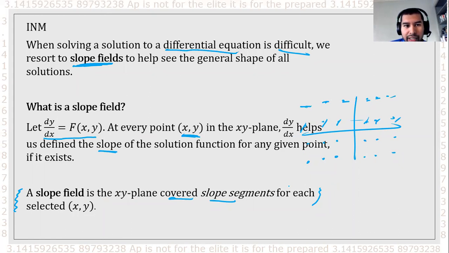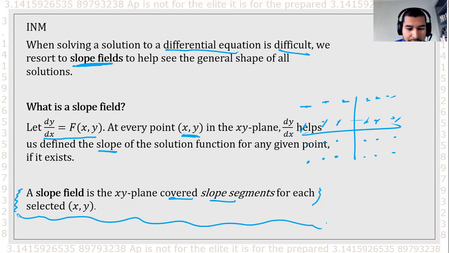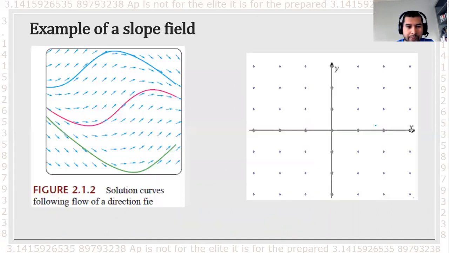These notes are on the PowerPoint in case you need more time to write them down, but pretty much it is this information right here. You can have an XY plane, and in it you have little slope segments. They could be horizontal, or positive slope, negative slope, stuff like that. Here's some more examples of slope fields.